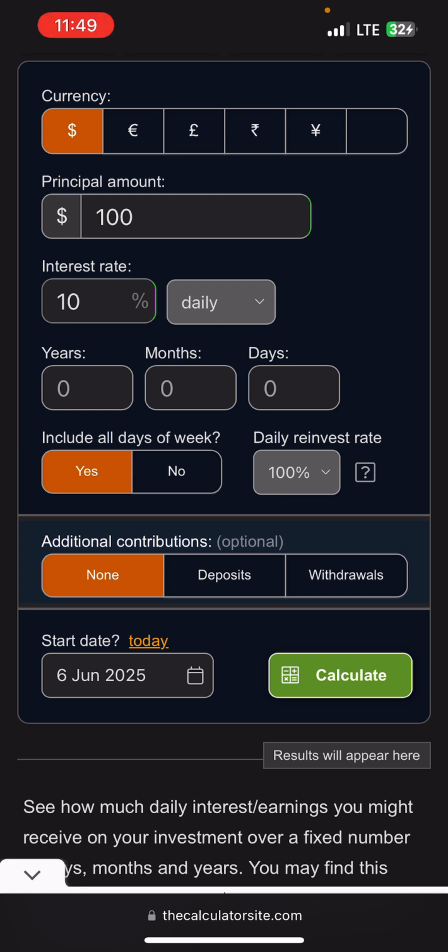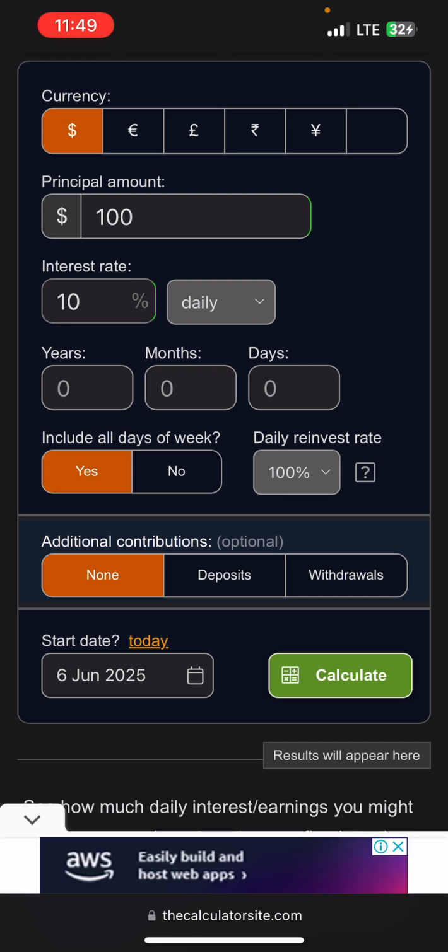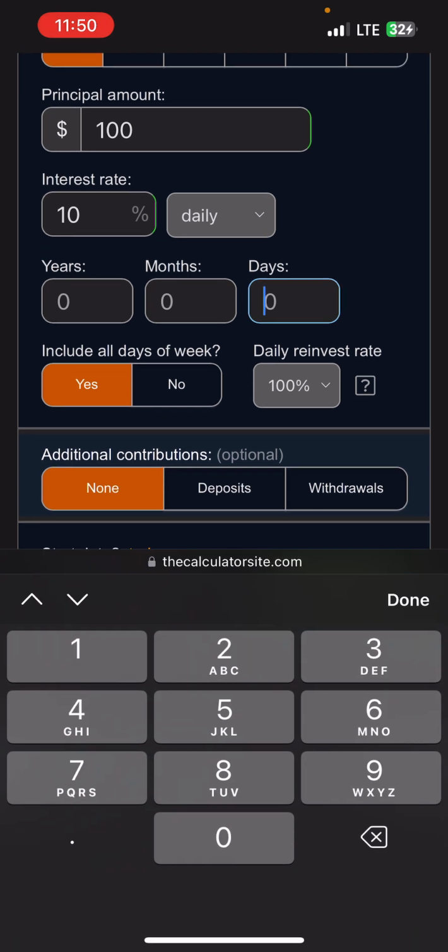All right. So how long do you want to compound this account for? Like how long do you want to grow this account for without touching it? You can see years, months, days. So do you want to grow it for years, for months, or for days? So let's say 20 days, for example. All right. I'm literally just giving an example. Let's say 20 days. So I come here, I select 20.